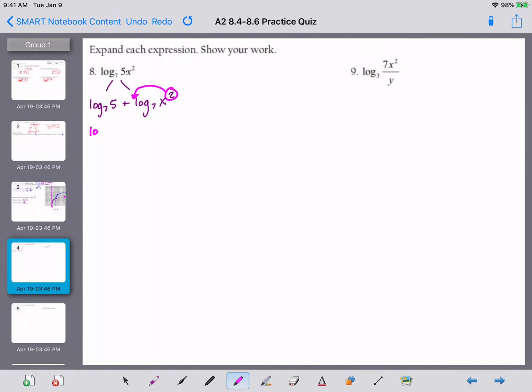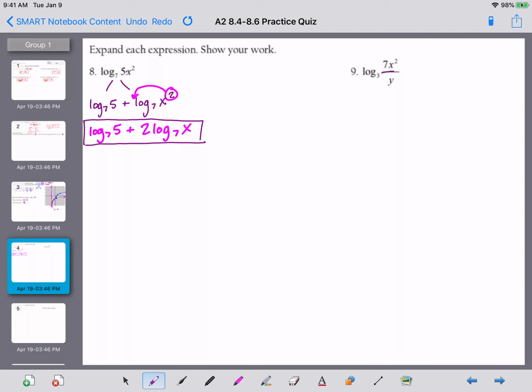And we would say log base 7 of 5 plus 2 log base 7 of x. And now since we only have a 5 after the first log and an x after the second log, this is completely expanded. Okay, let's try another one here.